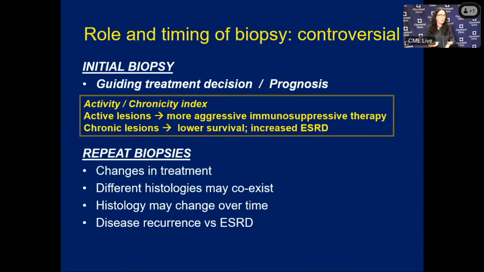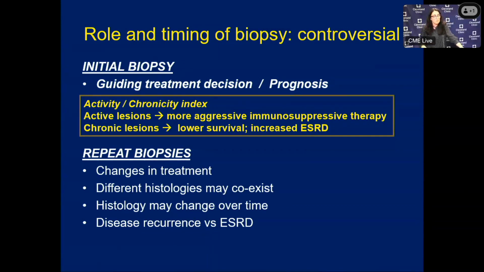Those two times are, first, the initial diagnosis. Patients, when suspected to have glomerulonephritis, need a biopsy to guide treatment decision and also to allow us to have some idea about the prognosis, because the biopsy gives us what's called activity and chronicity index based on histology. It can show us if lesions are active or if there are just chronic lesions, which are associated with lower survival and increased risk of end-stage renal disease.